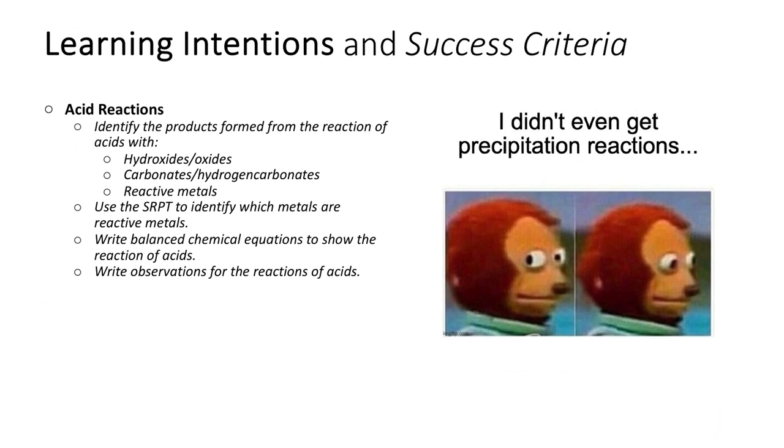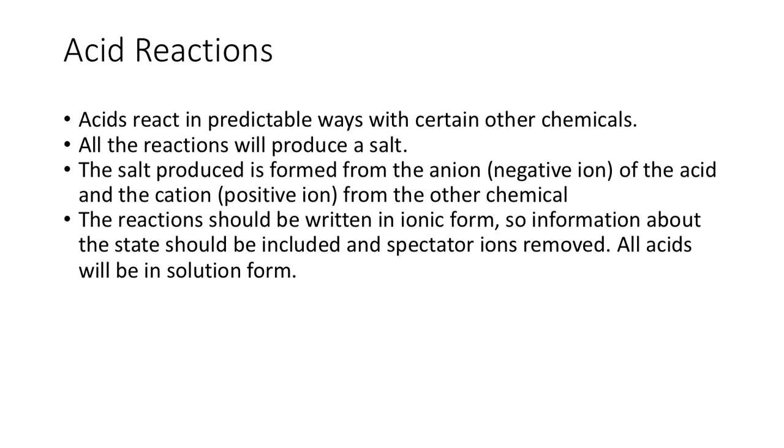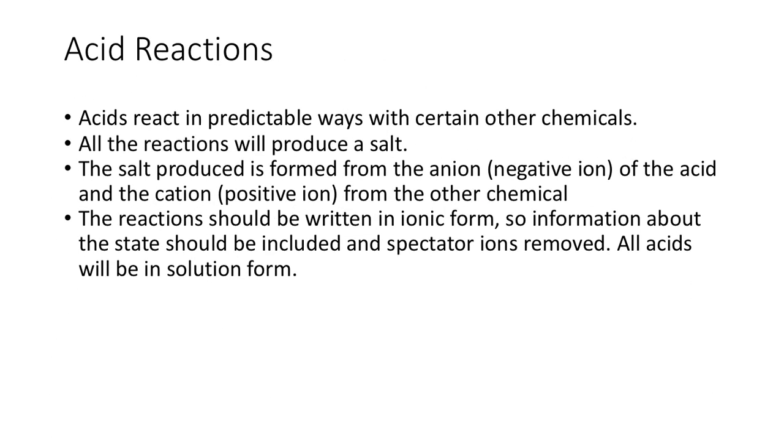So what are we doing? We're doing acid reactions. The idea is that acids react in a predictable way, so we can predict what they're going to form when they react with other chemicals. All these reactions produce what's known as a salt. A salt is produced from the anion, or the negative ion of the acid, and the cation, or the positive ion from the other chemical. So the negative part of the acid and the positive part of the other chemical form this salt.